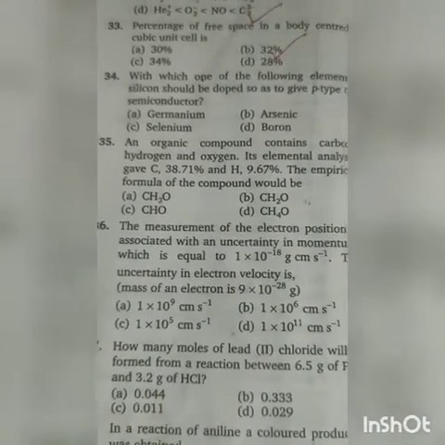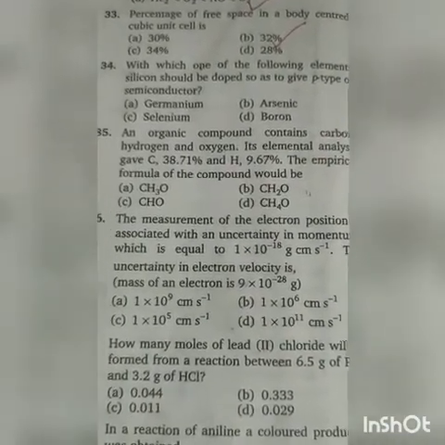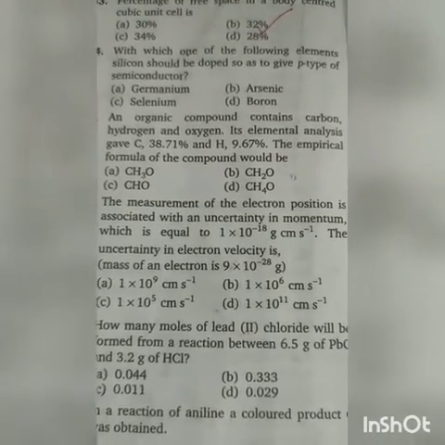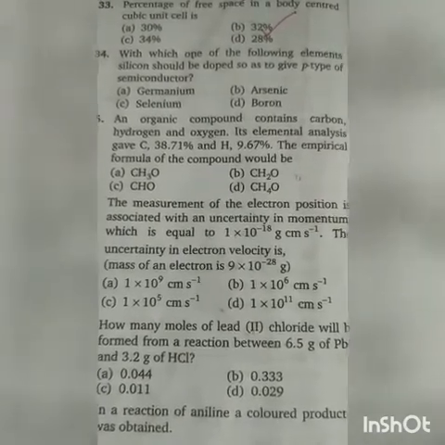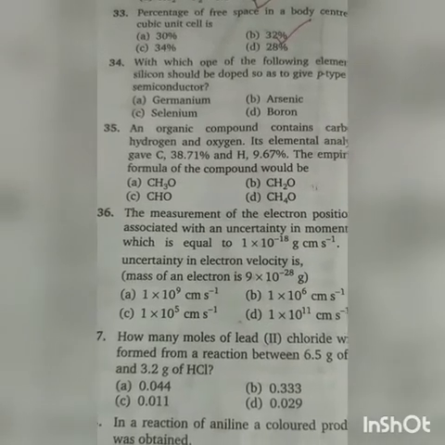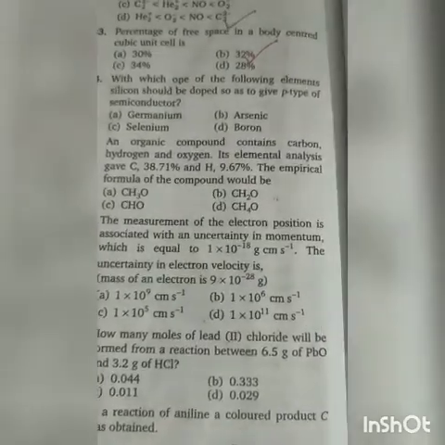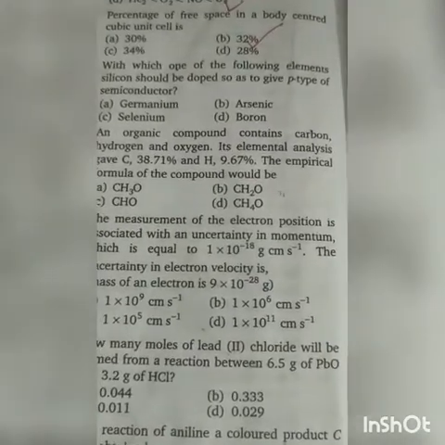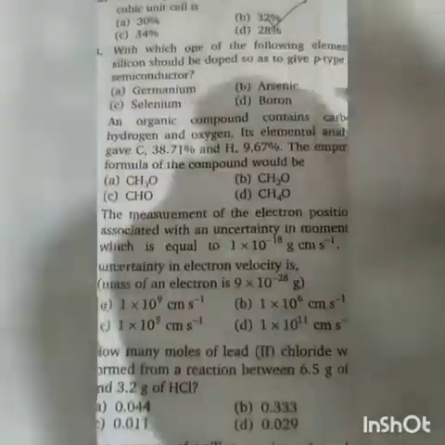Now question number 34. With which one of the following elements should silicon be doped so as to give a p-type semiconductor? As we know, group 13 elements are doped with germanium and silicon to give p-type semiconductors, and group 15 elements are doped with germanium and silicon to give n-type semiconductors. So here it is boron.